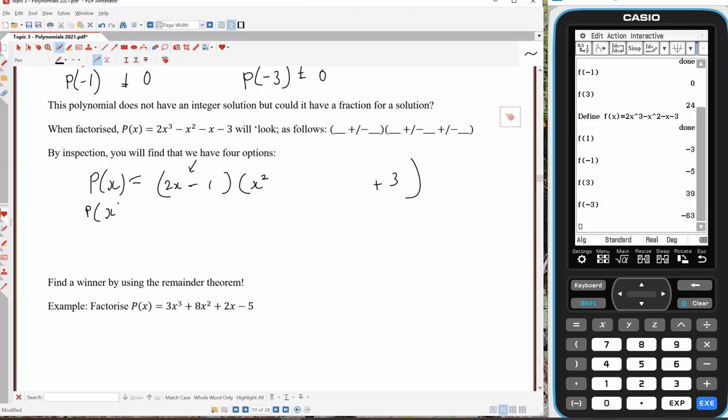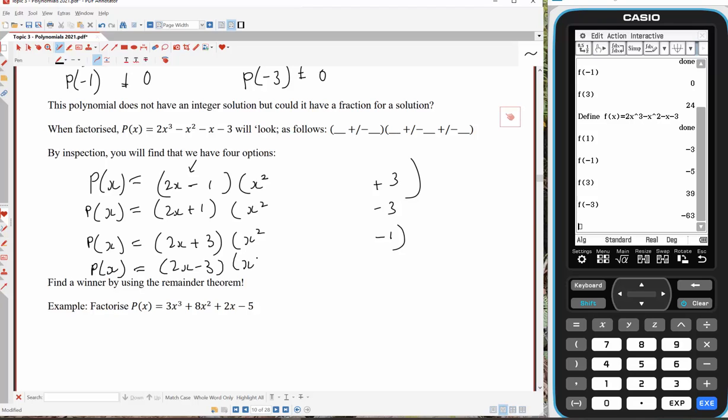Now the other ones we could get is p of x equals 2x plus 1, in which case what we would have is x squared and take 3. So this is also a possibility. P of x equals, now we could get 2x plus 3, x squared, and this would be take 1. And the final one, p of x equals 2x take 3, x squared plus 1.